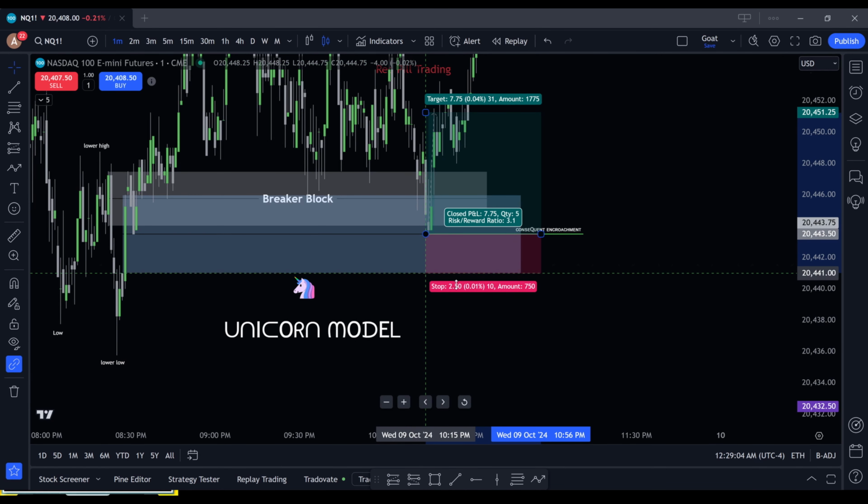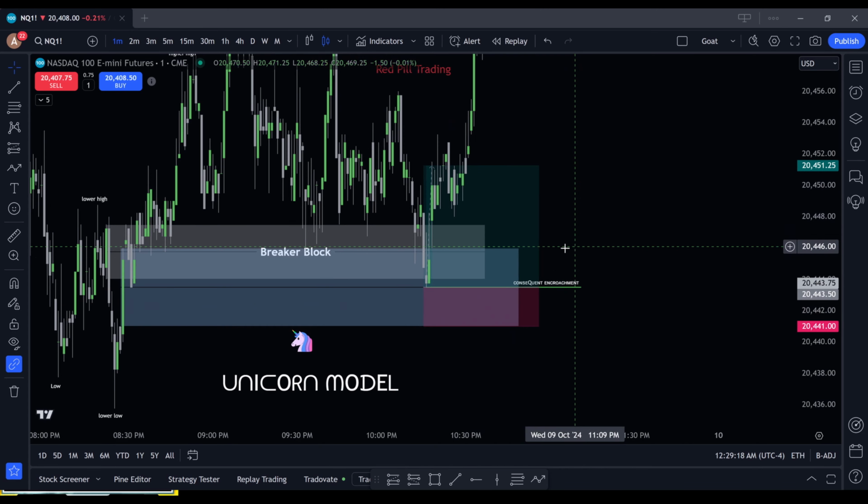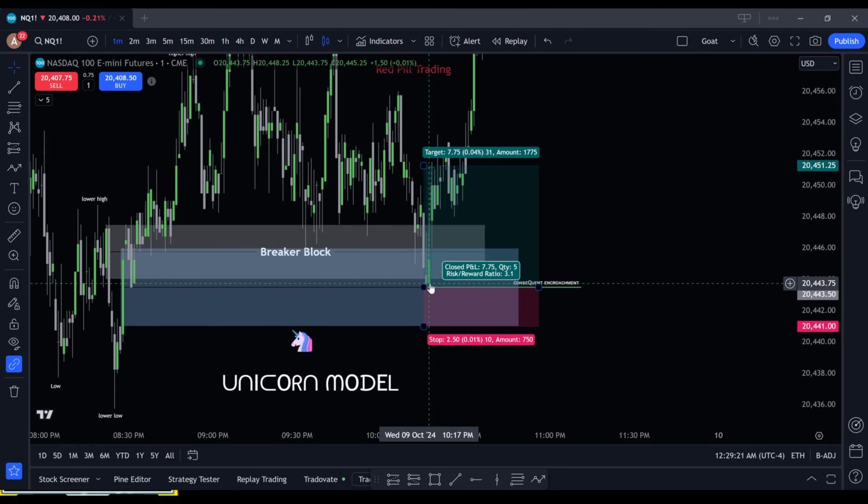Stops is going to be, if this is correct, right? It should be respecting this. So we don't anticipate the price is going to run through this fair value gap at all. It should be respecting consequent encroachment if this is 100% correct unicorn model setup. Okay, so you can feel safe to place your stops right below the fair value gap.